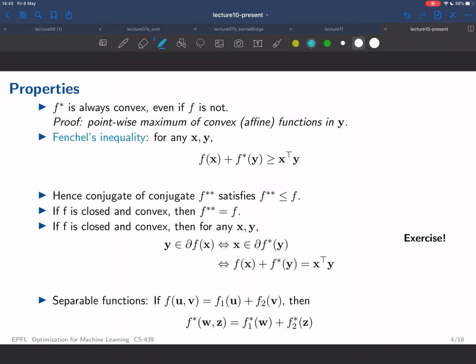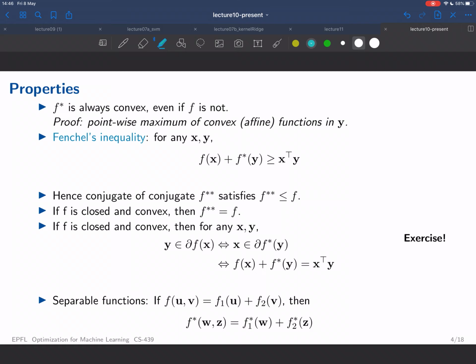Okay, so we're almost done with the properties. We discussed everything already. The very last one I want to discuss about conjugates is this one here. Basically this is saying the conjugate of a sum. Is it the sum of conjugates? And basically the answer is no. But there is a nice property here. The conjugate of the sum is the sum of the conjugates, but only if things are separable. And this is basically what is explained here.